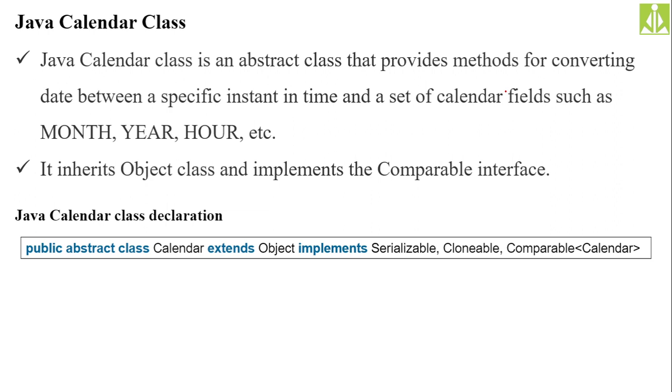Okay, so Java's Calendar class is an abstract class that provides methods for converting date between a specific instance in time and a set of calendar fields such as month, year, hour, etc. So in order to handle the specific portions from the system date, like suppose if you need only the month, if you need only the year, if you need only the hour, at what time, 10 a.m., 12 a.m., 12 p.m.